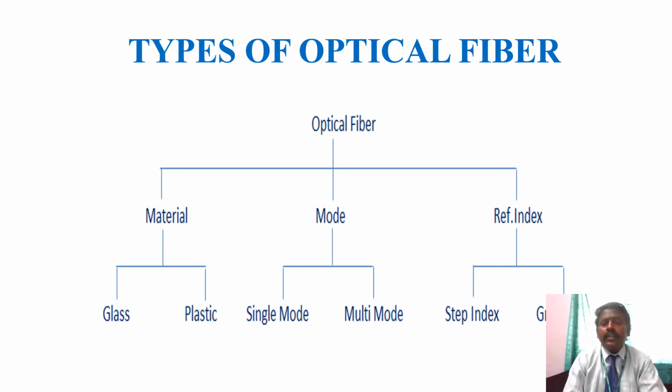Optical fiber is classified by three important characteristics. One is the material used for manufacturing the optical fiber. Another is the refractive index value, based on which we can have two different types. And the third is how many modes the fiber will support, which also gives two different types. So there are three main classifications of optical fiber. Based on material, we have glass fiber and plastic fiber. Based on mode, single mode fiber and multi-mode fiber. Based on refractive index, step index fiber and graded index fiber.